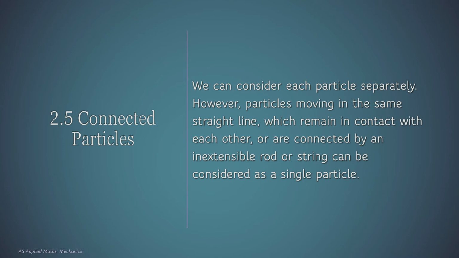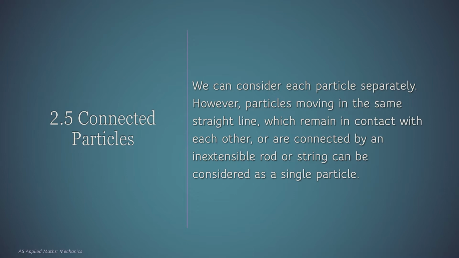2.5, connected particles. By connected particles, we're going to split this up into different sections. All the work that we are doing at AS in mechanics, your particles will be connected either horizontally or vertically. We also have pulleys to look at. We have things like lifts to look at as well. But in this section, we're just looking at things like a car connected to a caravan. So that's what we mean by connected particles.